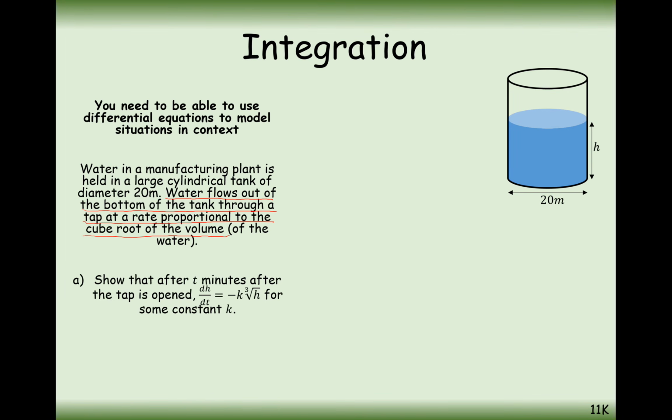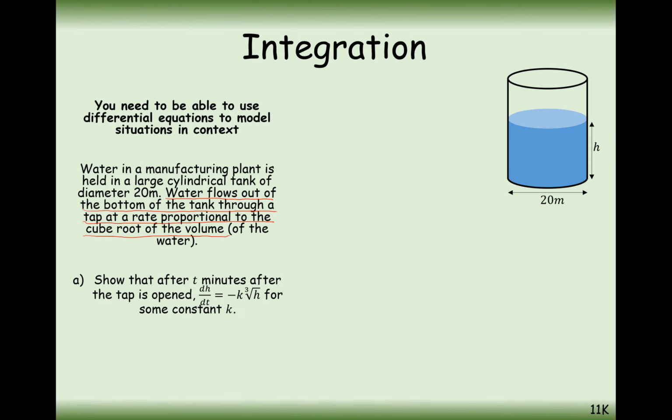What's the question though? Question A is to show that t minutes after the tap is opened, dH by dt is equal to minus k cube root h for some constant k. Now it definitely makes sense here that the rate of the height changing is going to need a negative symbol in there, because the height is going to be decreasing. So the rate at which the height is increasing is a negative value.